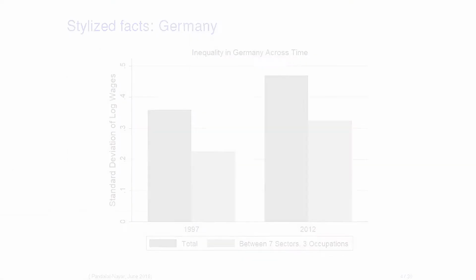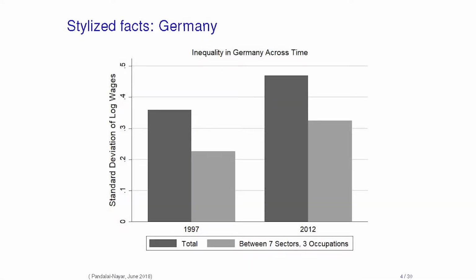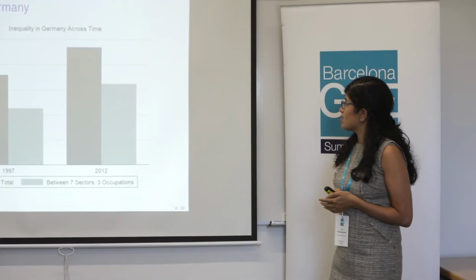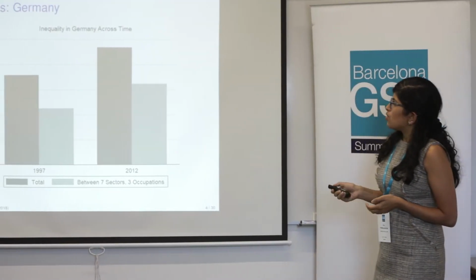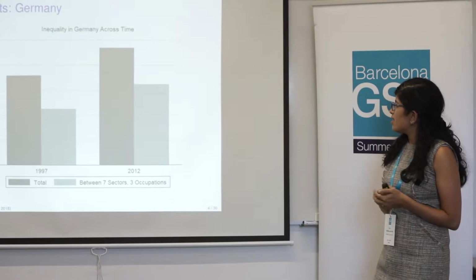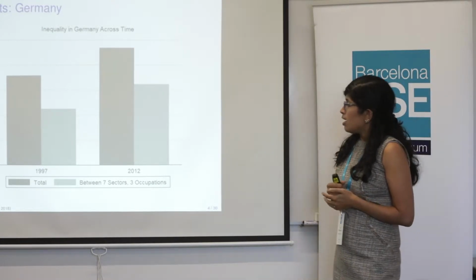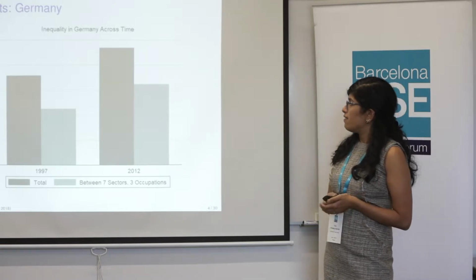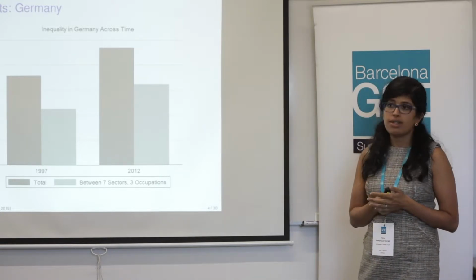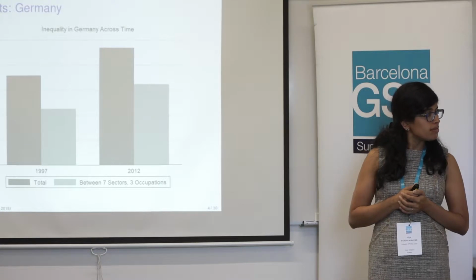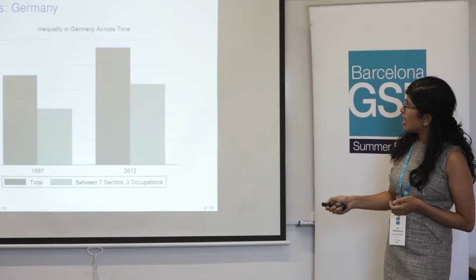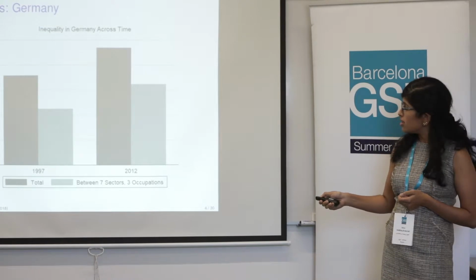All right, so before I talk about the model, let me show you some of the stylized facts in the data. Many of these are going to look similar to facts that you might have seen from work by Autor, Acemoglu and others for the US. So we're just going to show you what this is like in the German data. Between 1997 and 2012, inequality as measured by the standard deviation of log wages increases by 11. The dark bar is total, and this one is.